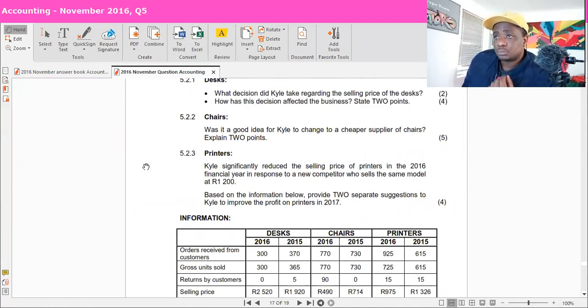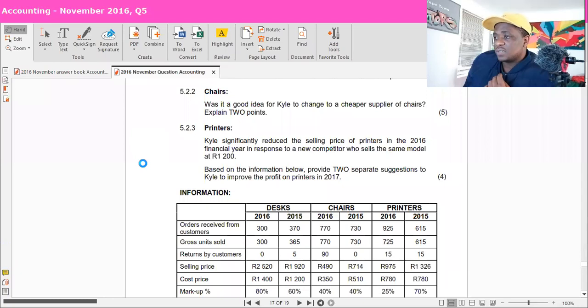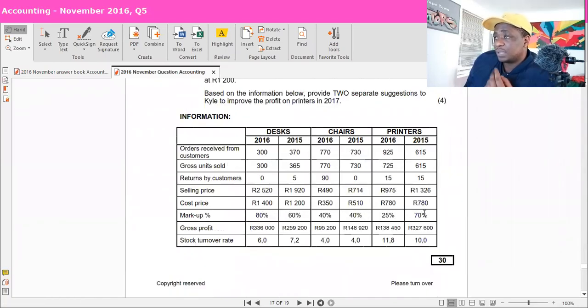exercise. They say Kyle significantly reduced the selling price of printers in the 2016 financial year in response to a new competitor who sells the same model at 1,200. Based on the information below, provide 2 separate suggestions to help Kyle improve the profit on printers in 2017. So let us look at the printers in detail.